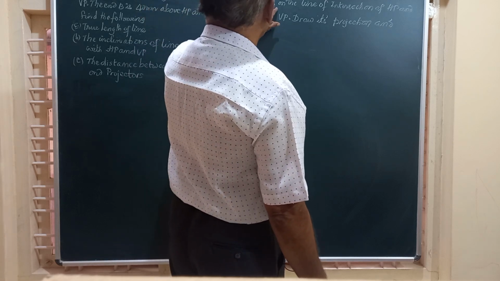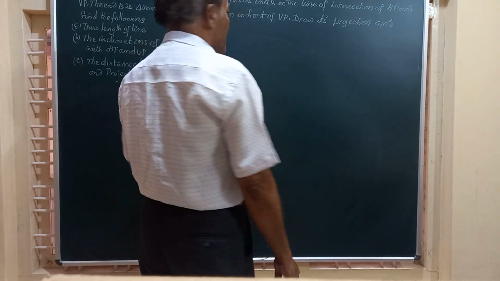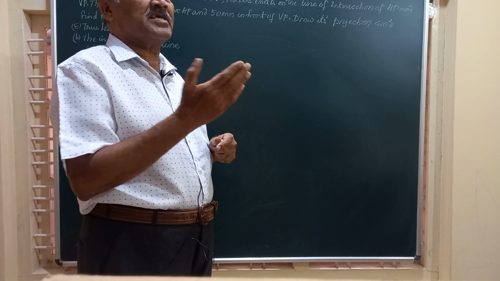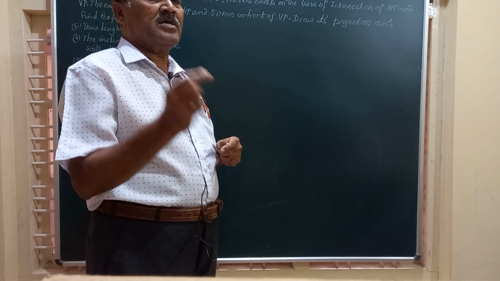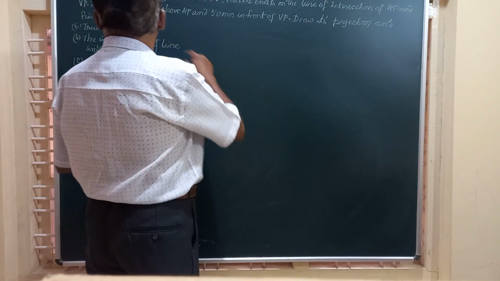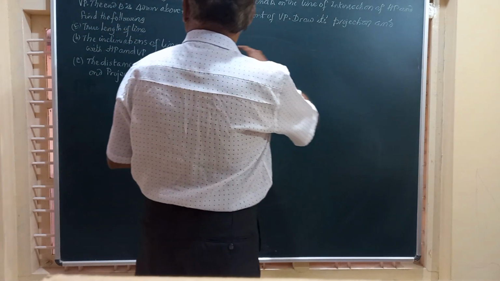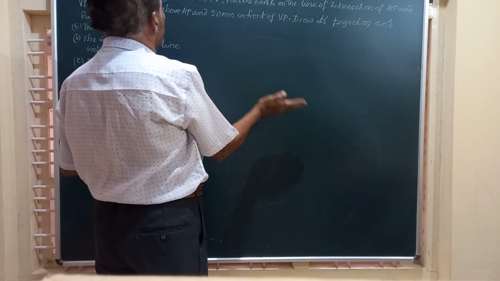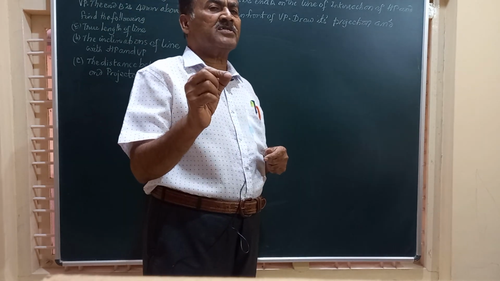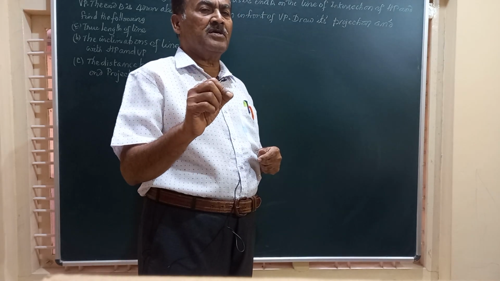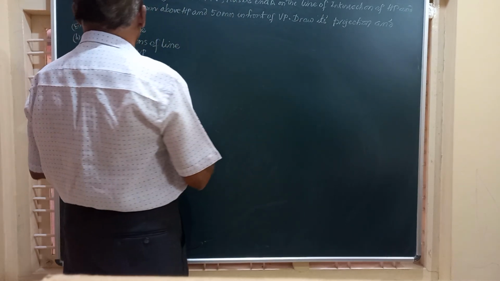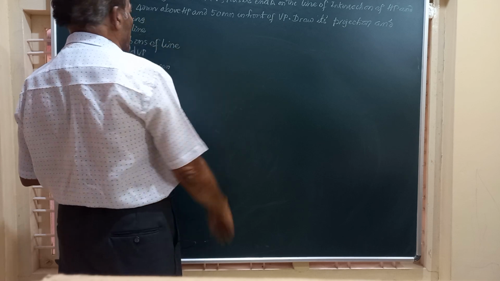And has its end A on the line of intersection of HP and VP. That means to say the end of the line is on XY. XY represents the line of intersection of VP and HP. And the end B is 40 above HP and 50 in front of VP. That is, the distance of the other end of the line AB is also given from both HP and VP. And we need to draw the projections of the line and find some of these parameters.